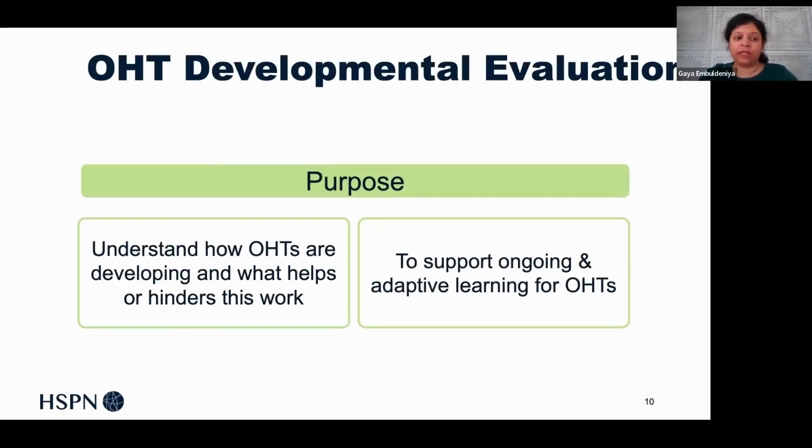So developmental evaluation is essentially an evaluative approach that uses data derived through embedded research to understand and support OHT development. And it has 2 aims. First, we were trying to understand, study, research how OHTs are developing. And secondly, we wanted that to be actionable, right? So it aimed to transform that research into action to support OHT development.